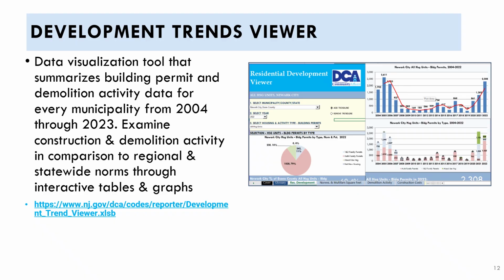Our next resource is the Development Trends Viewer. This is an interactive visualization tool that summarizes building permit and demolition activity data for every municipality from 2004 through 2023. You can examine construction and demolition activity in comparison to regional and statewide norms through interactive tables and graphs. This can be an excellent resource for understanding the history of development in your community and what kind of development has occurred within recent years.